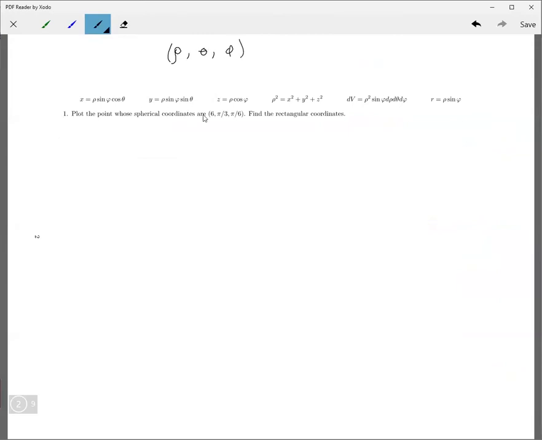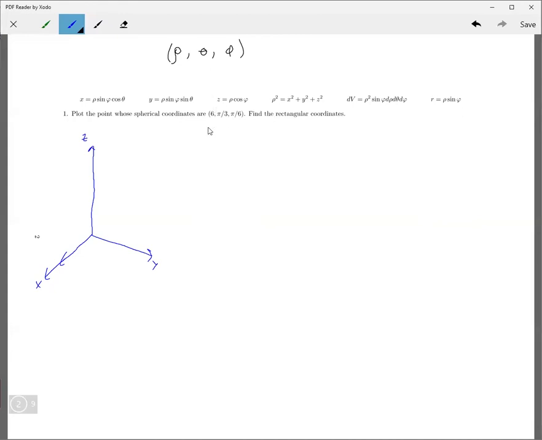Okay, so let's look at the top, number 1. We're supposed to plot the point whose spherical coordinates are 6, pi over 3, and pi over 6. And then we're supposed to find the rectangular coordinates. Let's take a look at the plot. Let's say that's the z-axis. Here we have the y-axis, and then we have the x-axis coming out this way. So 6 is the rho, and we'll put that on later after we put the angle. So first of all, let's go with the angle.